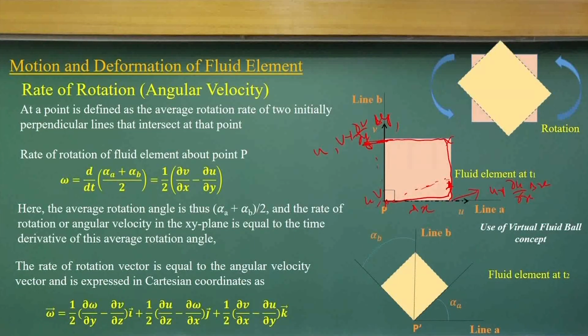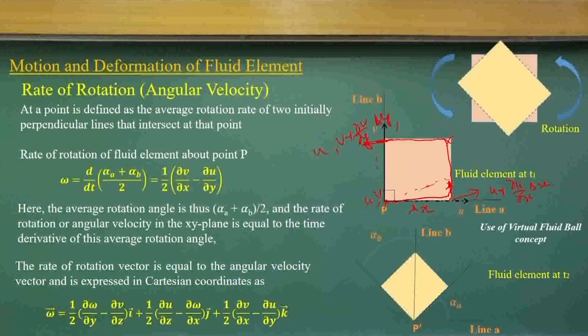But let us not spend more time on that; let me leave it conceptually. The rate of rotation of the fluid element about the point will be half of the sum of the angles alpha a and alpha b, which we can easily write in terms of the partial derivatives of the v and u scalar components of the velocity. It can be easily written if you follow the Taylor series.